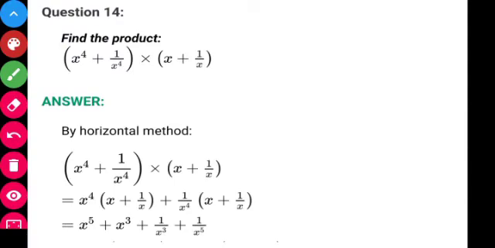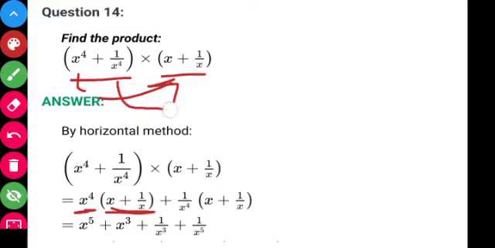Question 14 is given. This is a very important question. Again, this is binomial into binomial. So first you multiply x to the power 4 to this, so x to the power 4 into (x plus 1 by x). Now 1 upon x to the power 4 into this, so plus 1 upon x to the power 4 into (x plus 1 upon x).